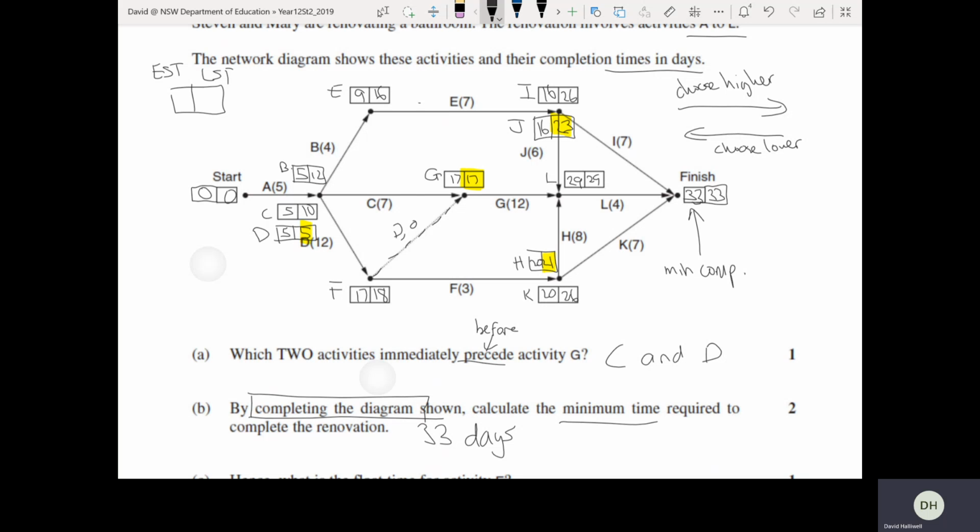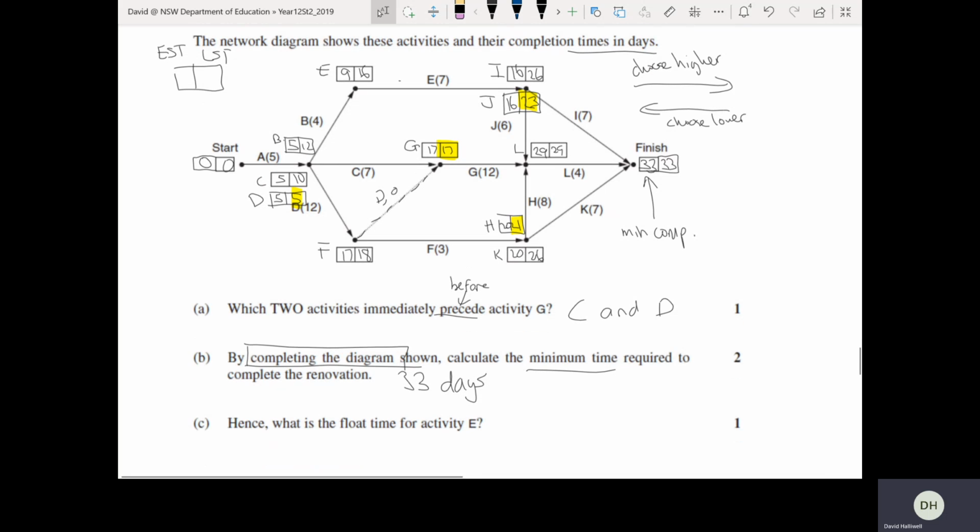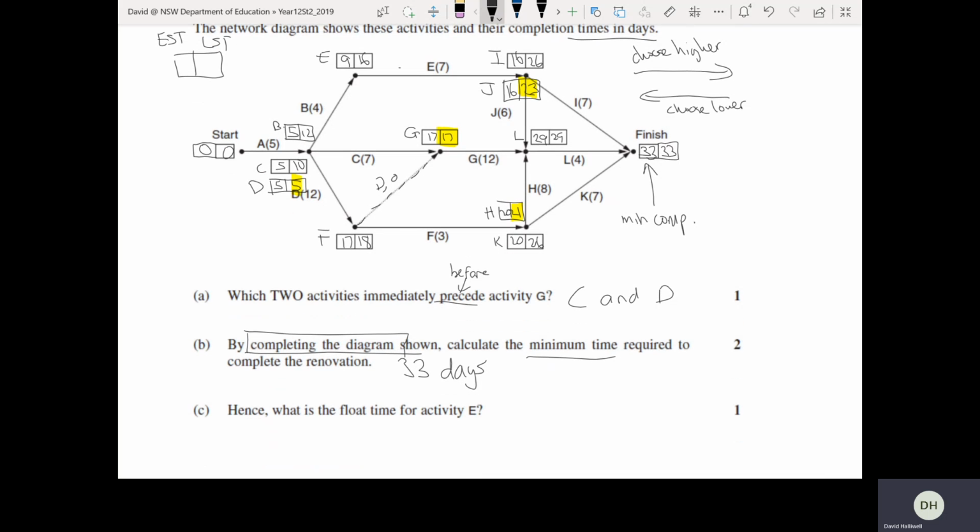Okay, so that's our forward and backward scan. You need a lot of practice on doing those forward and backward scans. Last question, what is the float time for activity E? So we look for E, there it is at the top. The float time, remember the formula for float time is LST minus EST. That's the formula for float time. So for activity E, it's going to be 16 take away 9, which is 7, and the units is days. So that's how you do that particular question.